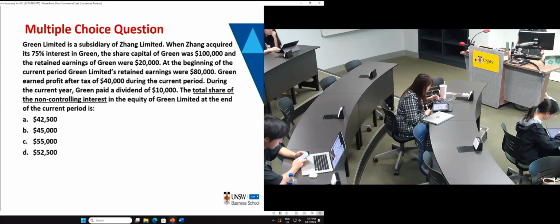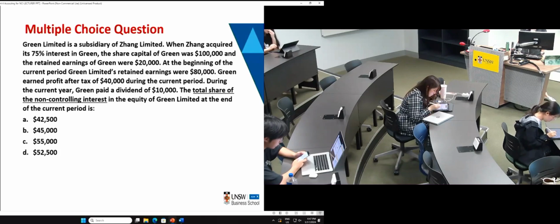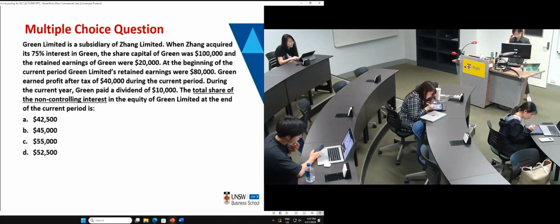All right, now let's move on to look at the following MCQ exercise. Now, if I were you, I would directly jump to the requirements first, because it takes time to read the whole paragraph, right? So you need to know what these questions ask you to do, and then go back to the question, find the relevant information. And not all the information contained in your question will be applied or used to get the final result, okay? So the question asks for the total share of NCI in equity of Grain Limited at the end of the current period.